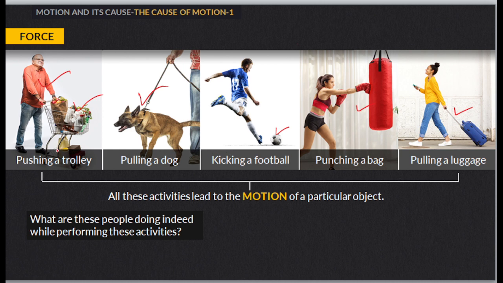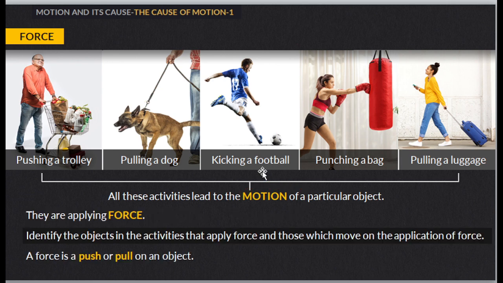So, basically, first of all, we can see that all these activities are leading to the motion of a particular object, right? But what are they doing? All of them are pushing or pulling an object, right? So this push or pull is nothing but force, okay? And the force is the thing that is causing the motion of these objects.